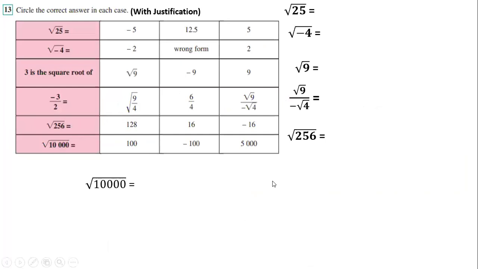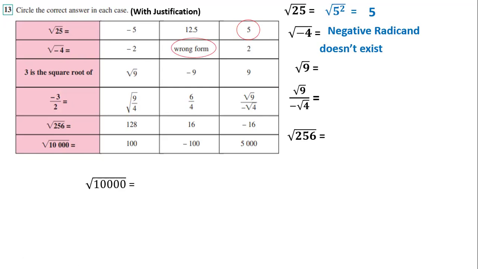Now, the last question, we should circle the correct answer in each case with justification. It's very important to give the justification. Radical 25, which answer of these 3? 25 can be written as a perfect square, so I write it radical 5 squared, so the answer is 5, so I circle number 5. Radical negative 4, this is a negative radicand, and as I said, negative radicands do not exist, so this is a wrong form. It cannot be calculated.